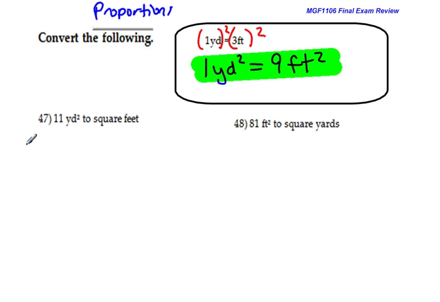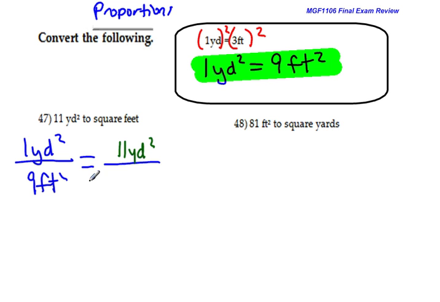For proportions, it does not matter on your first step which one you decide to put on top. But whatever you choose, that is how it has to continue. So I've chosen to put 1 yard squared over 9 feet squared. So the 11 yard squared has to go in the numerator. We want squared feet, which has to be in the denominator. We're going to cross multiply. 1 times x is x. 9 times 11 is 99. My units that I was getting are feet squared. No rounding involved. That is my answer.